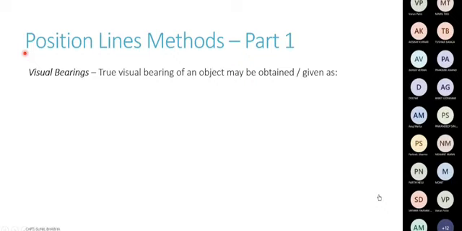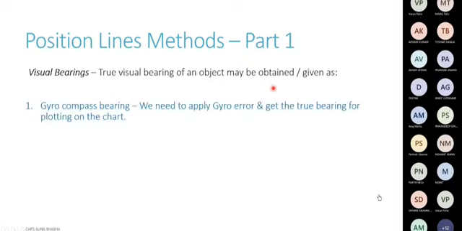Okay, now let's go into different methods with which position lines may be provided to us. One of the methods by which position lines can be provided to us is by way of visual bearings. Visual bearings of an object can be obtained by using different instruments. You can get the bearing of an object using a gyro compass.